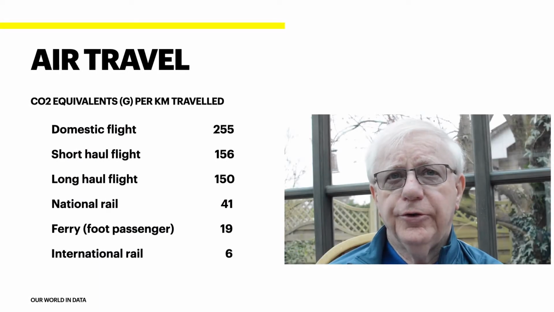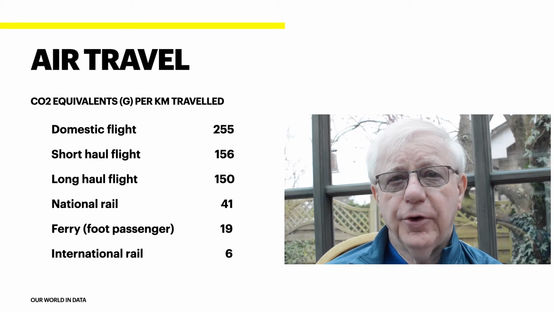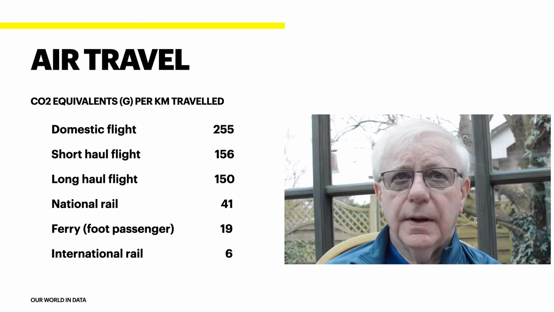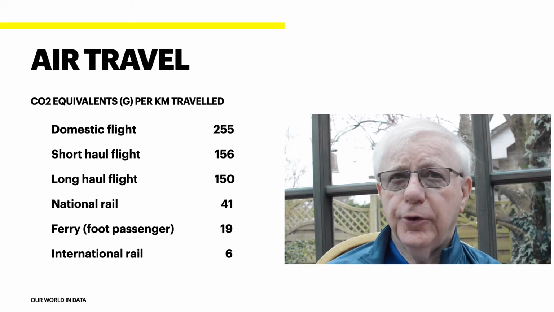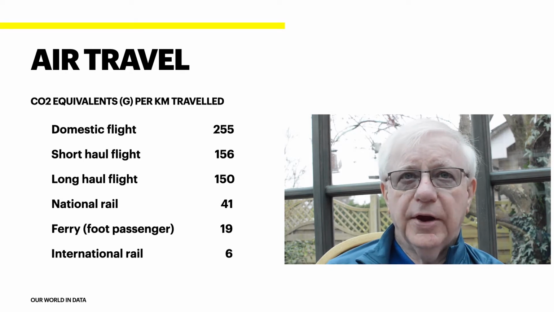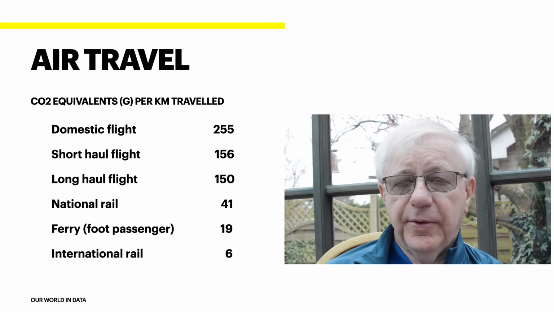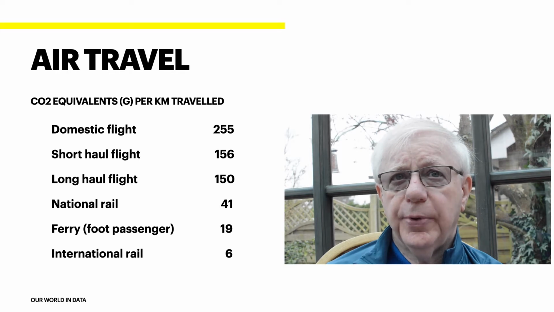This table shows CO2 equivalents in grams per kilometre travelled. Domestic flights have generally short spaces between takeoff and landings, which are the most expensive in terms of fuel, and so they can be seen to be the highest. That's about half a pound of carbon dioxide equivalents per kilometre travelled per passenger. Some lower figures for short and long haul flights, and these can be compared with alternative travel methods: national rail, a ferry passenger, and being a passenger on an electric international train. The alternatives here have a much lower carbon footprint.